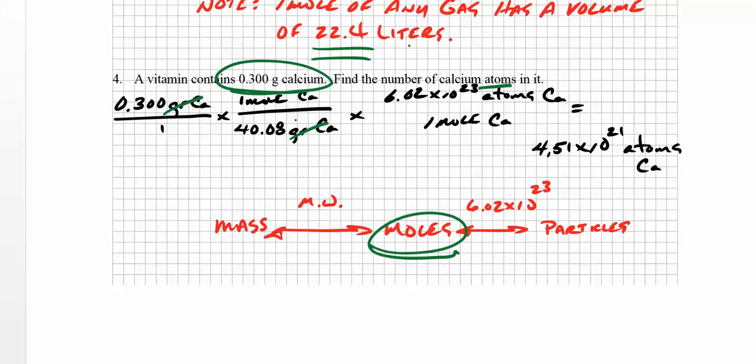Then what I'm going to do is take one more step. There should be a line right there. 6.02 times 10 to the 23rd atoms in a mole. This will cancel with this, and I'm left with atoms of calcium. So when I do that multiplication and then divide by 40.08, I get this number, 4.51 times 10 to the 21st atoms of calcium, and that'll do it for number 4.